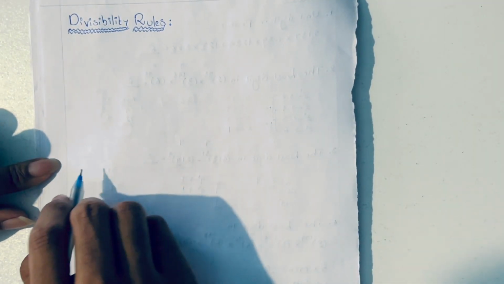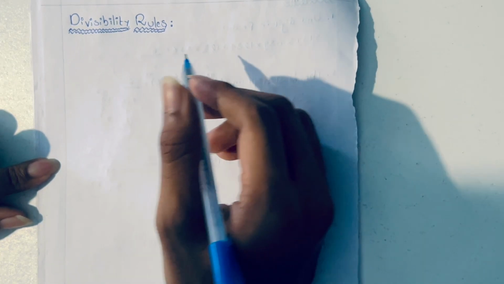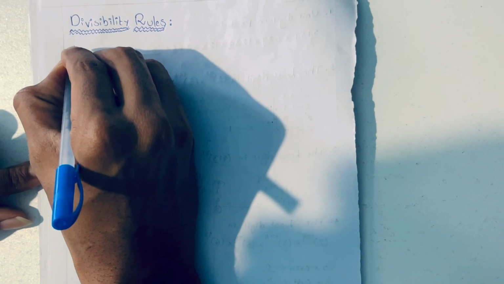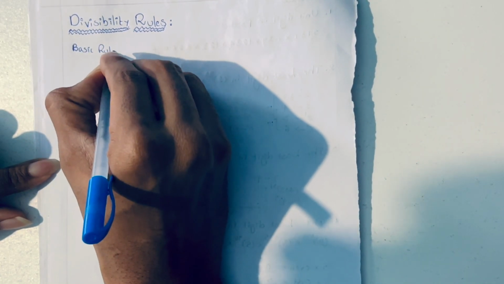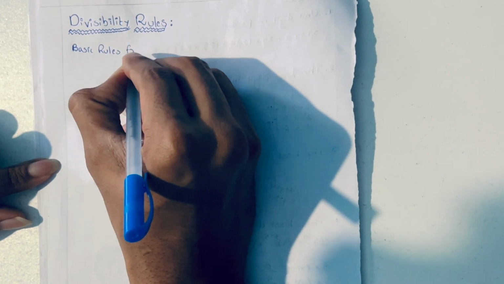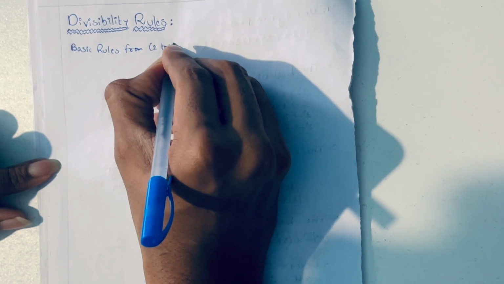And we are just solving divisibility rules in this video. Let's get started and move ahead to the paper screen. So in this video I am dealing with the divisibility rules. We'll firstly go with the basic rules, and this will consist of 2 to 11.